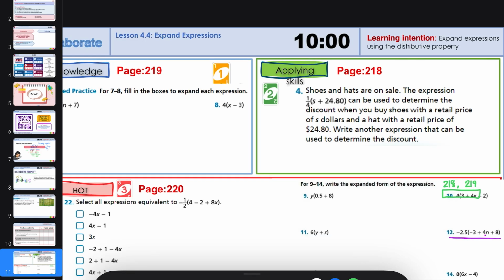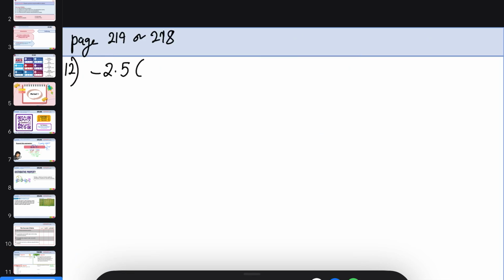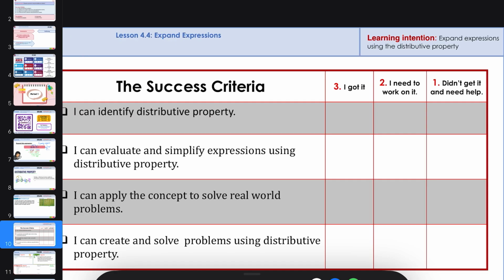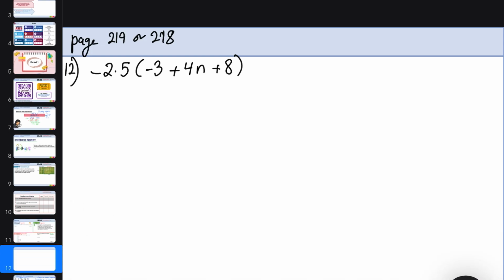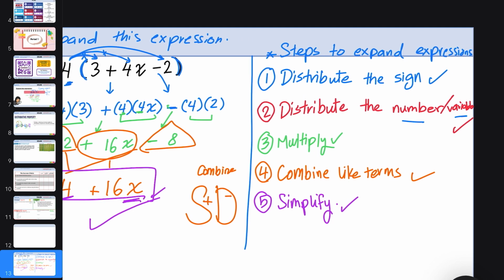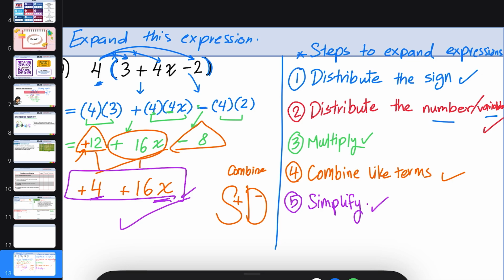Negative 2.5, negative 3 plus 4n plus 8. Again, I will just keep my rules in the same place I'm working at. Go ahead, copy paste the rules just to make sure I'm not gonna forget to do any step.